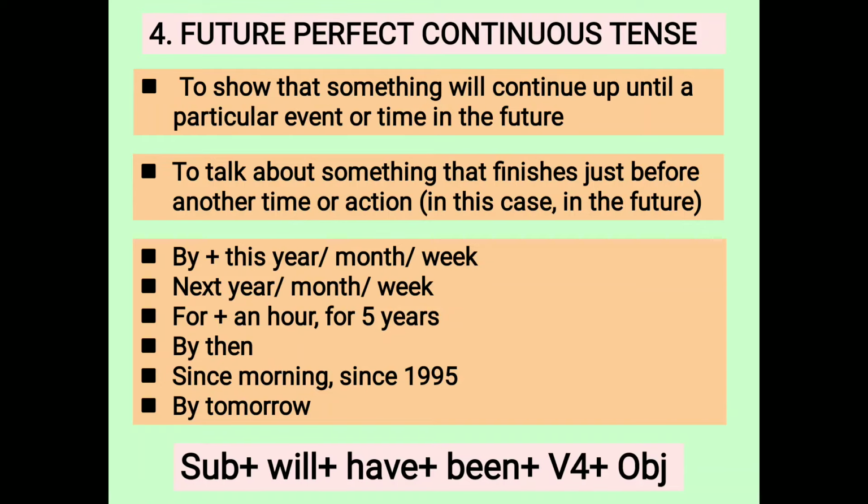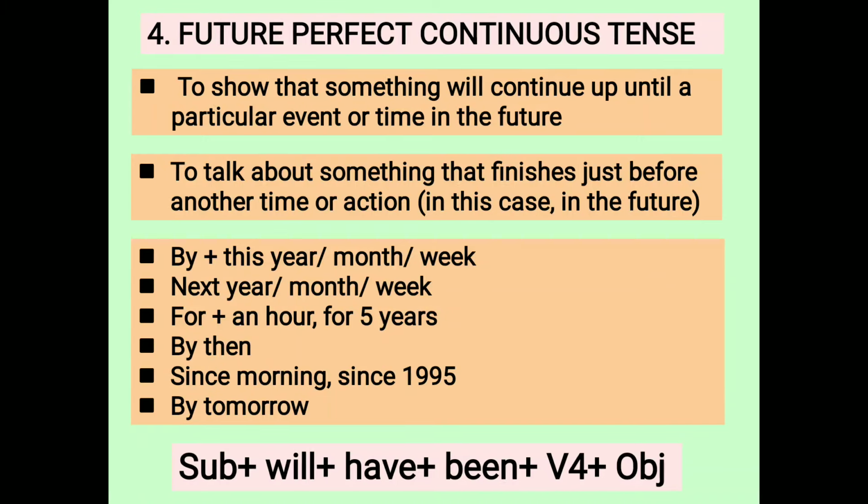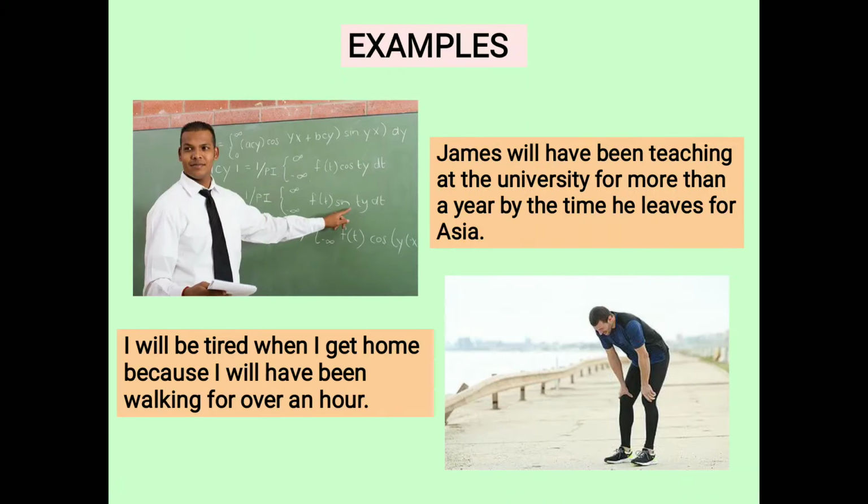Just go through the sentence structure. It is subject plus shall or will plus have plus been plus the fourth form of the verb, that is verb plus ing, plus object. So this is the sentence structure for future perfect continuous tense. A few examples from the same.